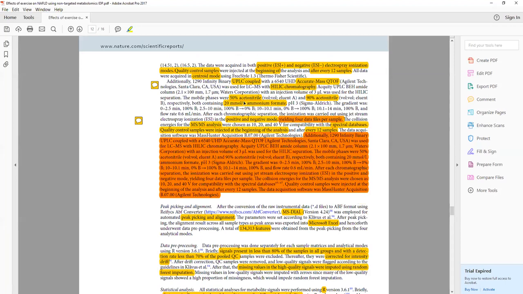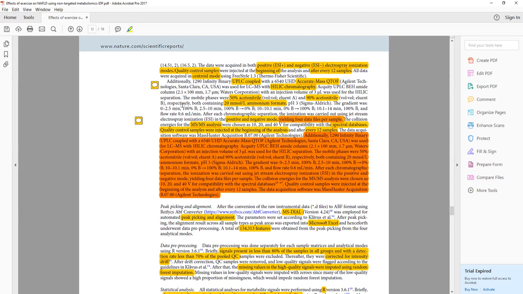Okay, so what they did was the quality control samples were injected at the beginning and after every 12 samples. So when they started, they injected the QC, and then after every 12 samples. Data were acquired in centroid mode. So that was the first analysis.